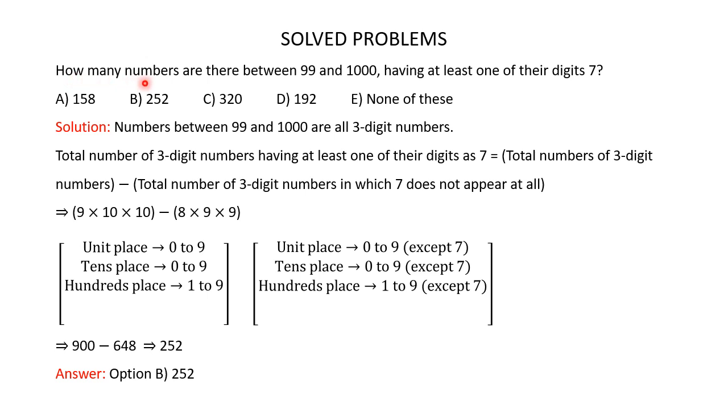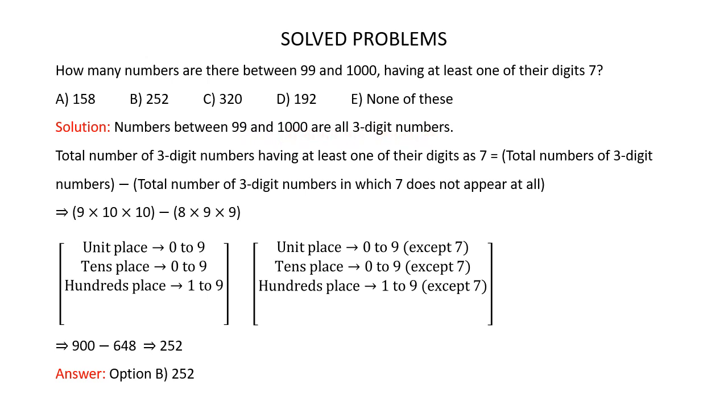How many numbers are there between 99 and 1000 having at least one of their digits as 7? Here you are given 5 options and you have to find out which of these options is the correct one. Now, as you can see, the number that comes after 99 is 100, which is a 3-digit number. The number which comes before 1000 is 999, which is also a 3-digit number. So the numbers between 99 and 1000 are all 3-digit numbers.